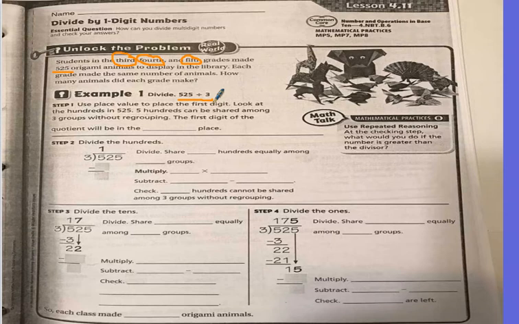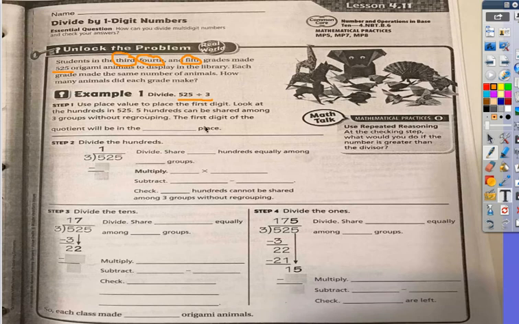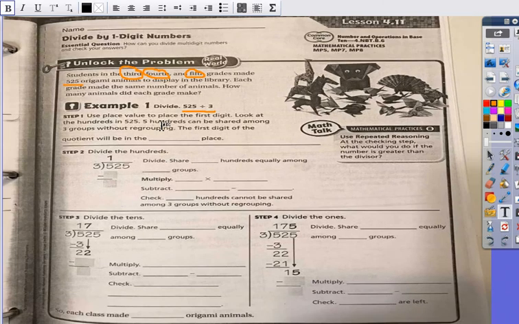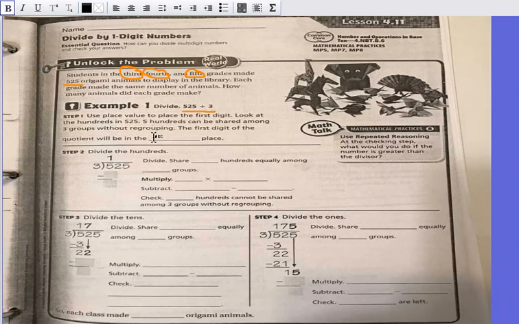Alright, so now we need to go into the process of how we're going to do that. Step 1. Use place value to place the first digit. Look at the hundreds in 525. 5 hundreds can be shared among 3 groups without regrouping. So the first digit of the quotient will be in the hundreds place. So that's what we're going to take a look at first, the hundreds place.